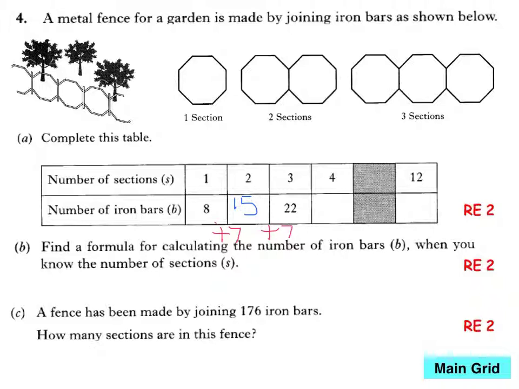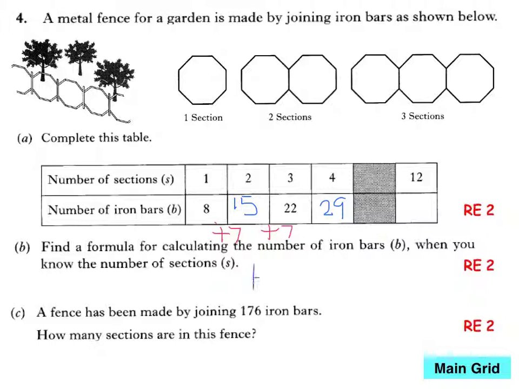I can use this information to fill out number 4. So if it's going up in 7s every time, I've got to 22. The fourth one's going to be 22 plus 7, which is 29. Now, I also want to know how many for 12, but I don't want to have to count up in lots of 7s every time. So what I want to do is find the formula for calculating the number of bars before I work out number 12. And the way I do it is this.